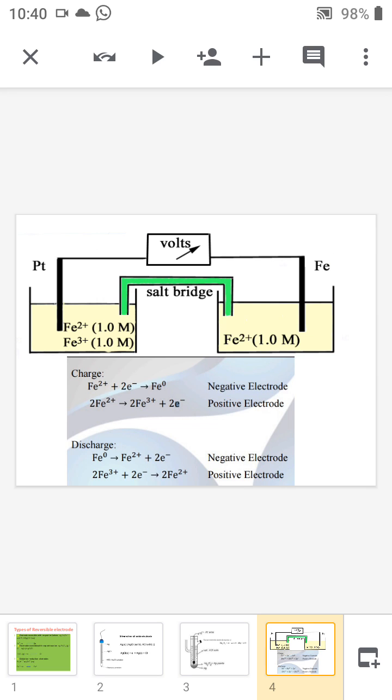The next half cell is the normal reversible electrode with respect to cation. That means an iron rod is dipped in the iron salt solution. So what is the chemical reaction that occurs? During the chemical reaction, in one half cell Fe2+ is converted into Fe0, that is Fe in the elemental state, whereas in the other half cell Fe2+ is converted into Fe3+ plus 1 electron. And this mechanism is used in the flow battery.